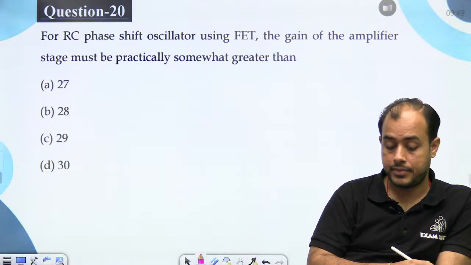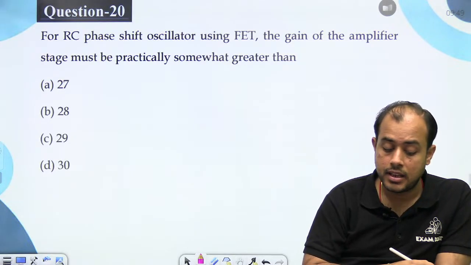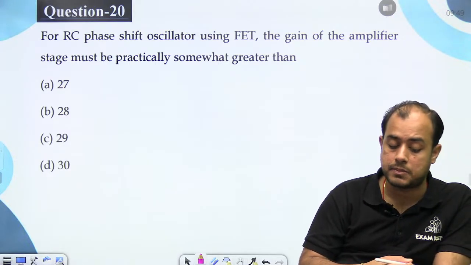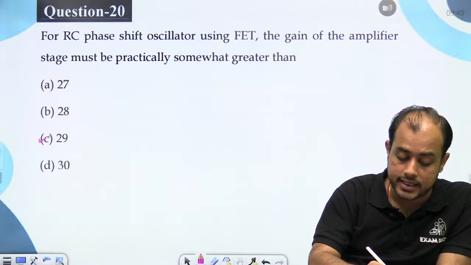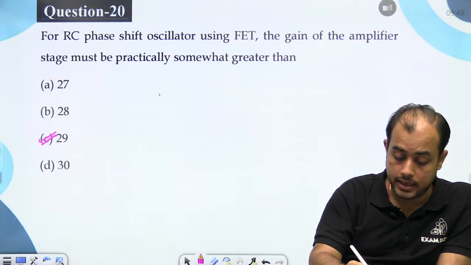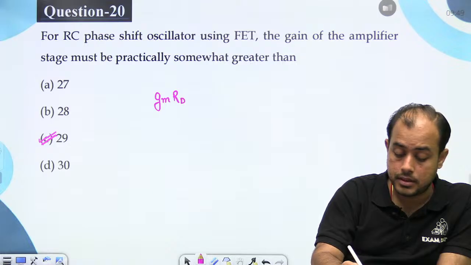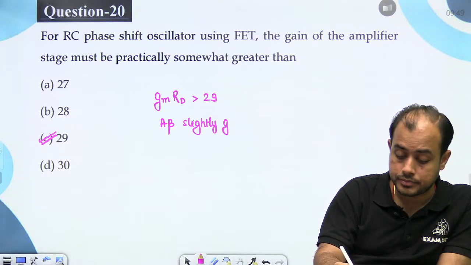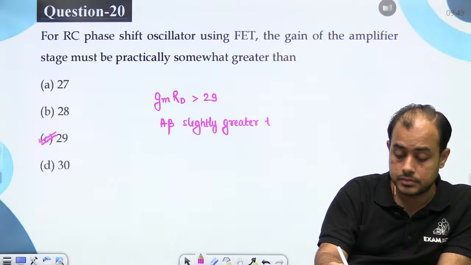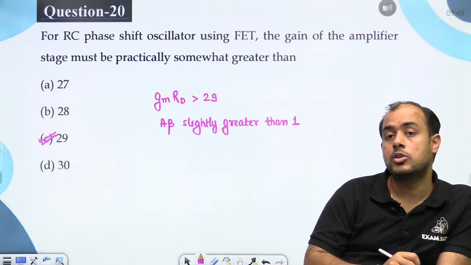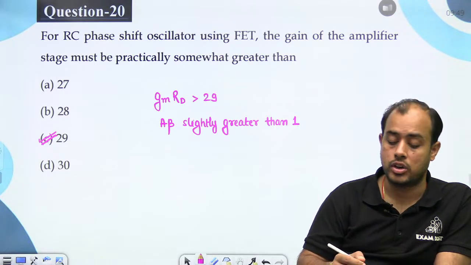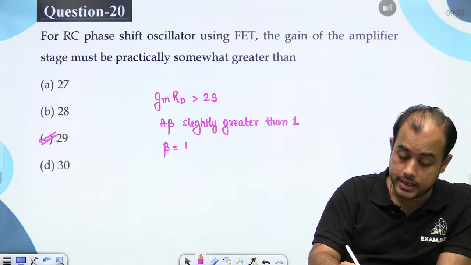Answer should be A. ESE 2019, for RC phase shift oscillator using FET, the gain of the amplifier must be practically somewhat greater than 29. Okay, gmRd must be greater than 29 for Aβ slightly greater than unity. Aβ को actually 1 से हल्का ज्यादा रखा जाता है to compensate the attenuation और the losses, and β is 1/29.